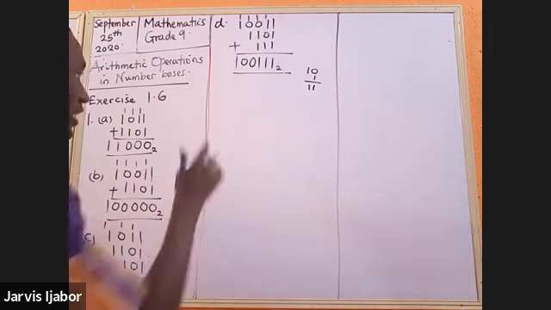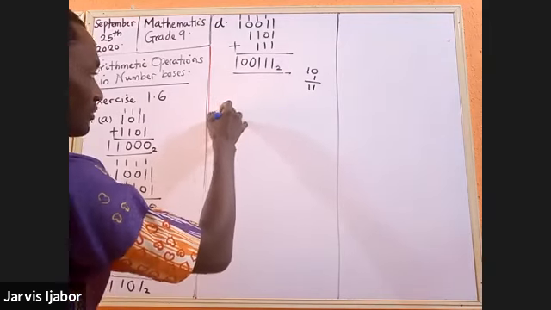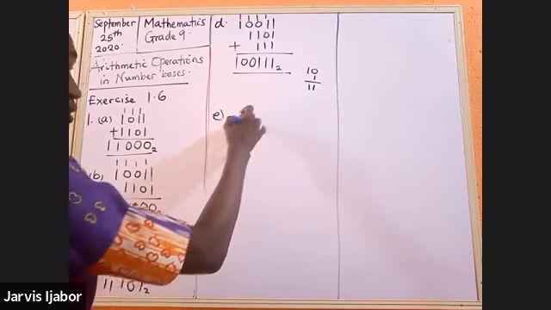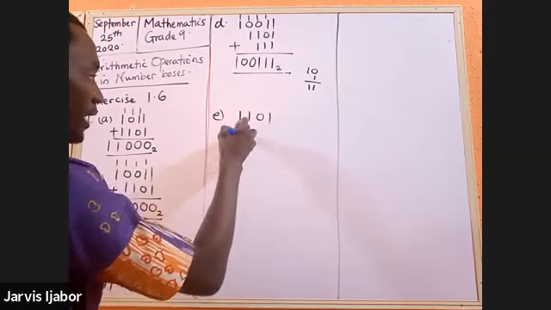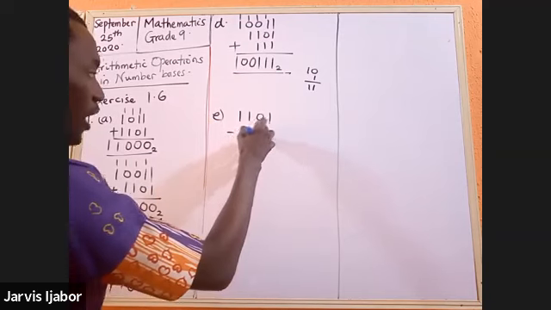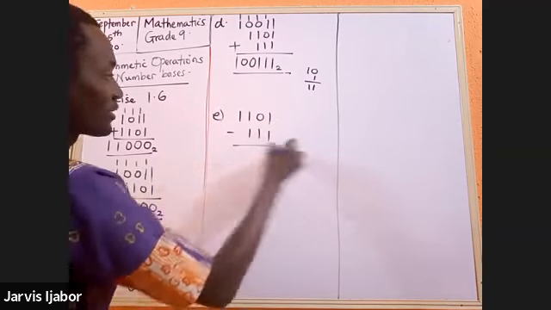Now if you go to E, E is talking about subtraction. 1101 minus 111.